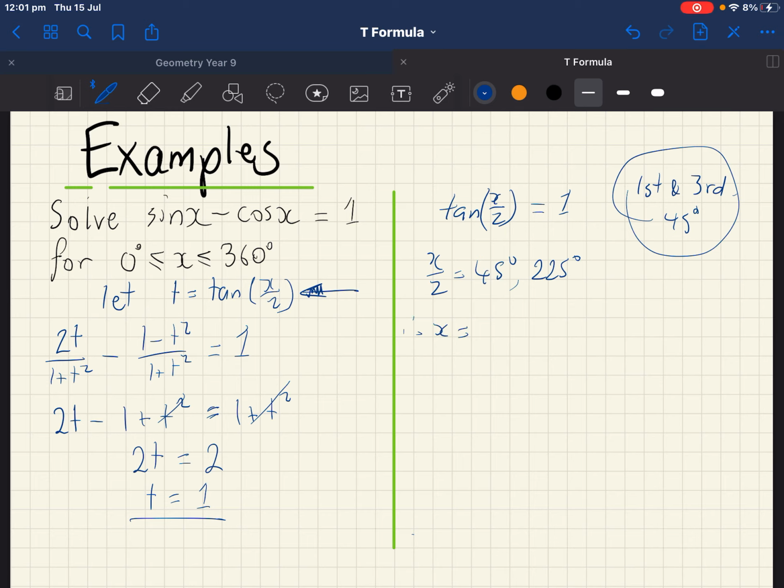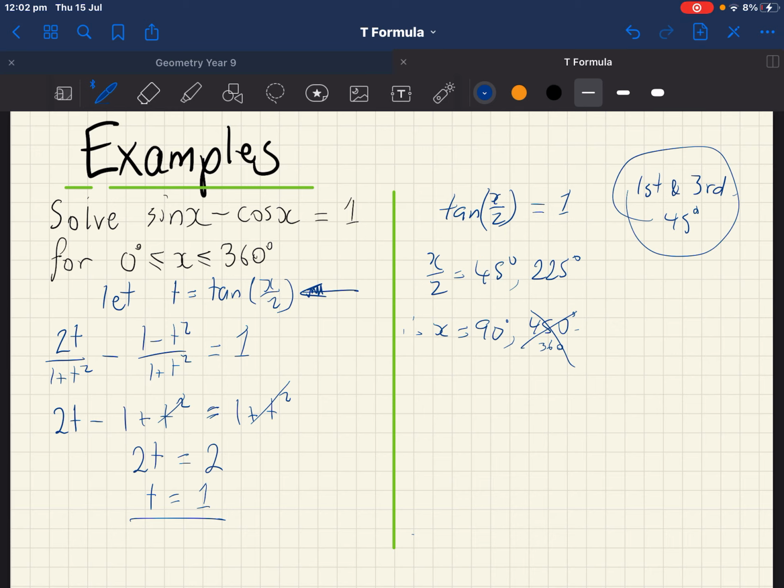Therefore, if that's what x on 2 is equal to, x will be equal to 90 degrees, and in this case, 450 degrees. But when we're outside the domain there, when you minus that by the 360, funnily enough, you just get 90 degrees, right? So 450 degrees is actually just a duplicate of the 90 degrees. And since it's outside the domain, we can safely ignore it. So T-formula has given us one solution for x, and that is 90 degrees. And if you do plug 90 degrees into the original equation, it actually does work. So, really cool. T-formula backed us up here. It got us the solution.